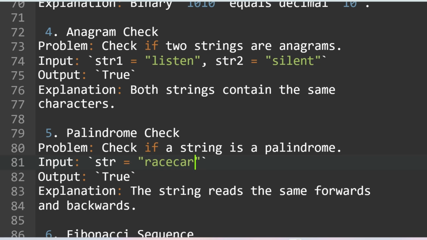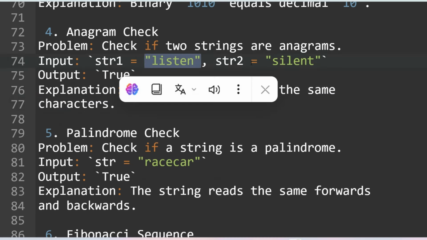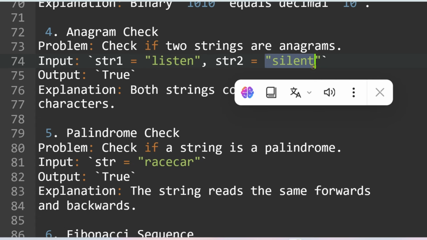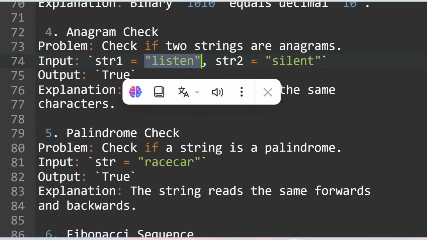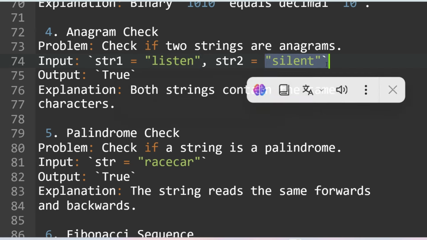As you can see, what is an anagram? You have to check whether two strings are anagrams or not. If both strings contain the same characters, then they are considered anagrams. This is an anagram of this. So basically what we have to do is sort those strings and check whether they are equal or not.